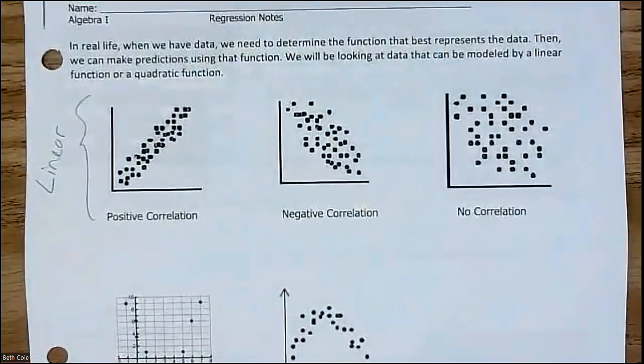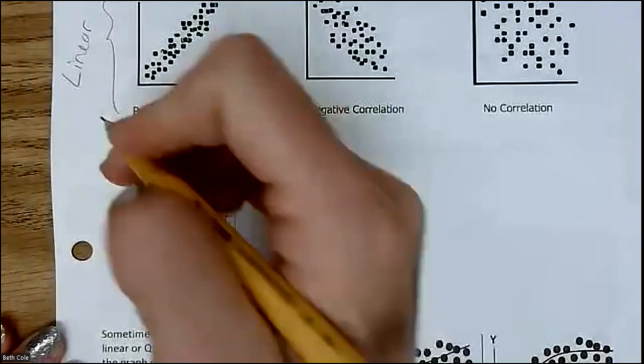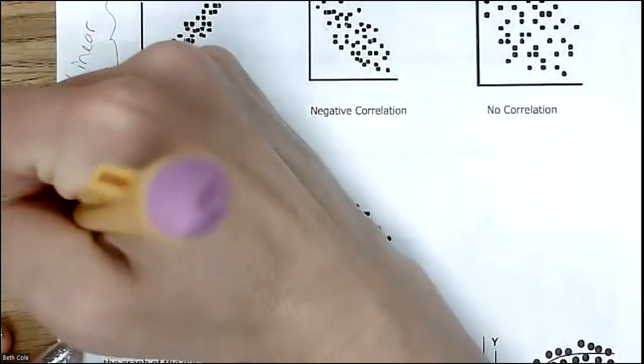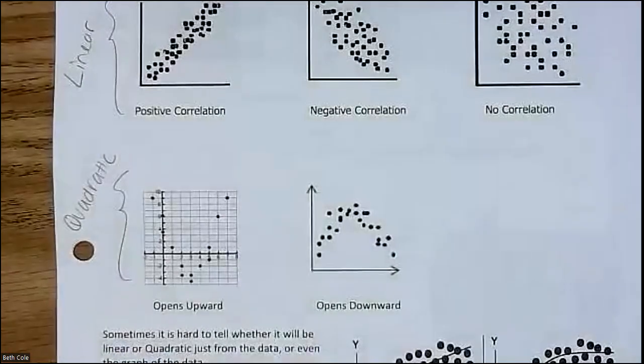Linear. We have done those ones before. It was y equals mx plus b. We did that earlier this year. Now we're going to get into these ones that are quadratic. Quadratic means it's a U shape, a parabola. So it's either linear or quadratic.